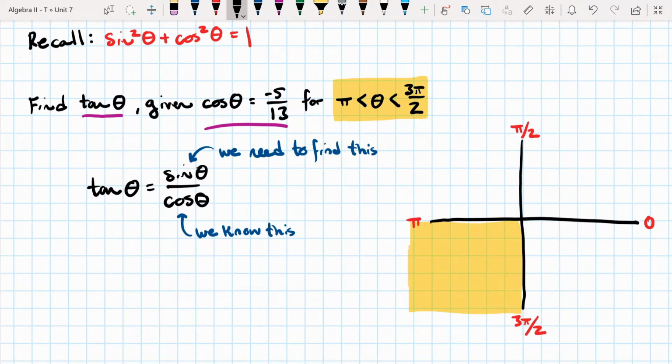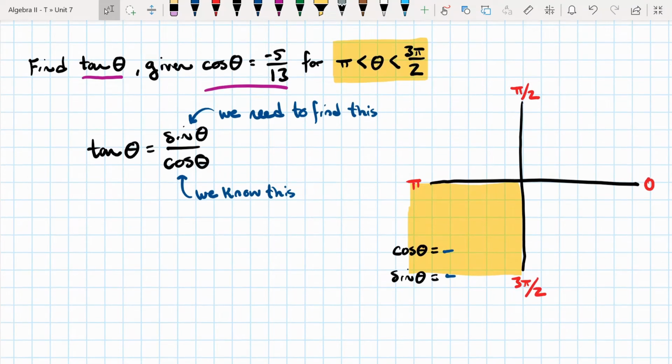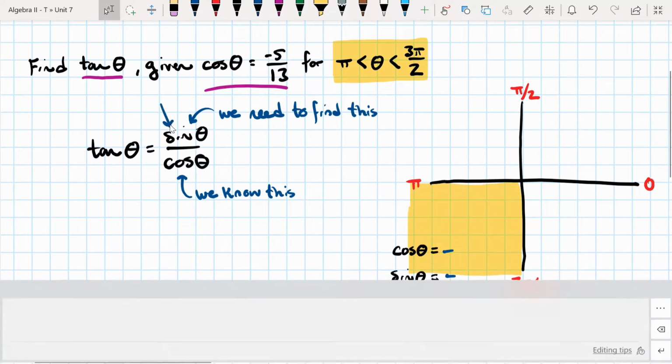Okay, we know that cosine, which represents the x value, is going to be negative over here in the third quadrant. Sine, which we're going to use to find tangent, because it represents the y value, is going to be also negative. Okay, so the sine value is going to be negative. Let's keep that in the back of our minds as we're going through this. So how do we find sine here? How do we find this?